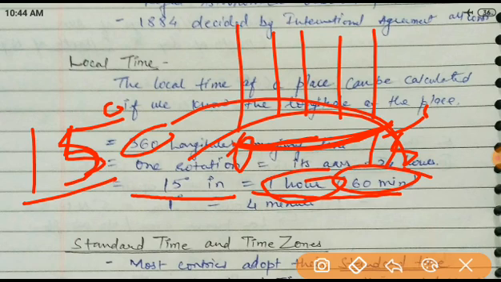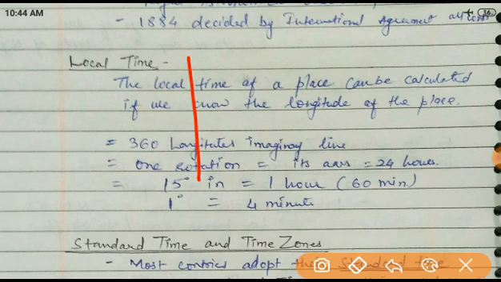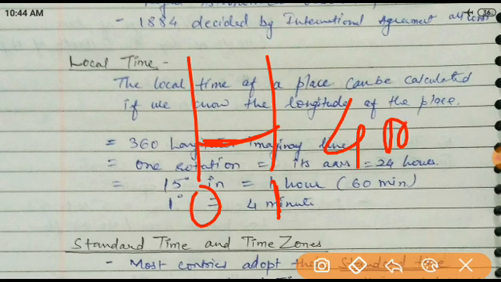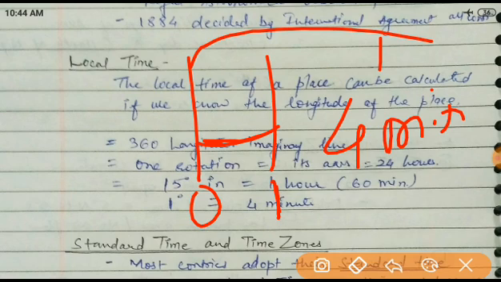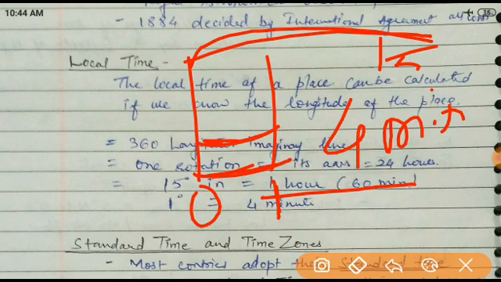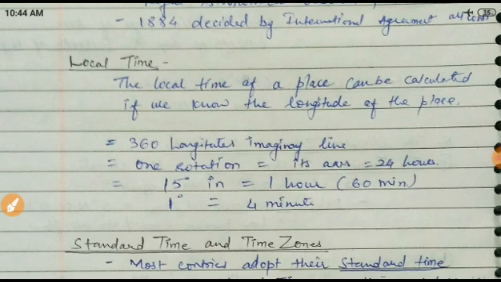And if we calculate for only 1 degree, starting from the 0 degree prime meridian, this distance is covered in 4 minutes. I hope it is clear. 15 longitudes are covered in 1 hour, and only one longitude is covered in 4 minutes. So this is the calculation: one longitude covers 4 minutes, and 15 cover 60 minutes.